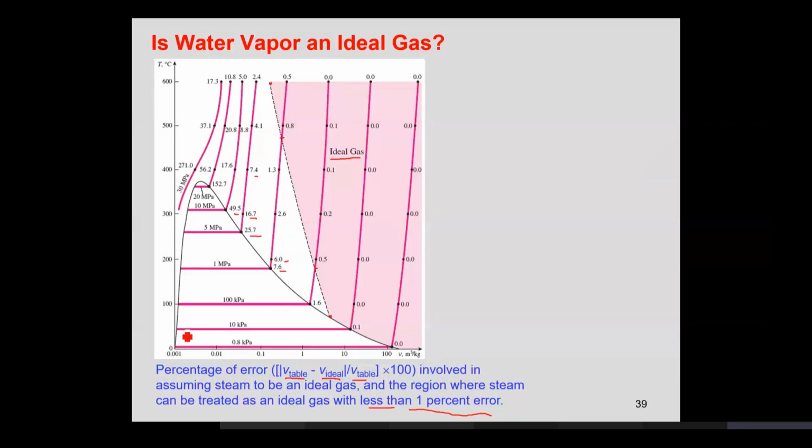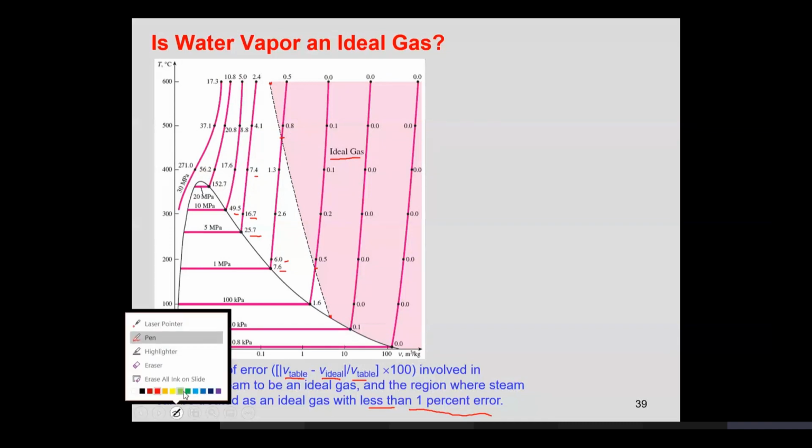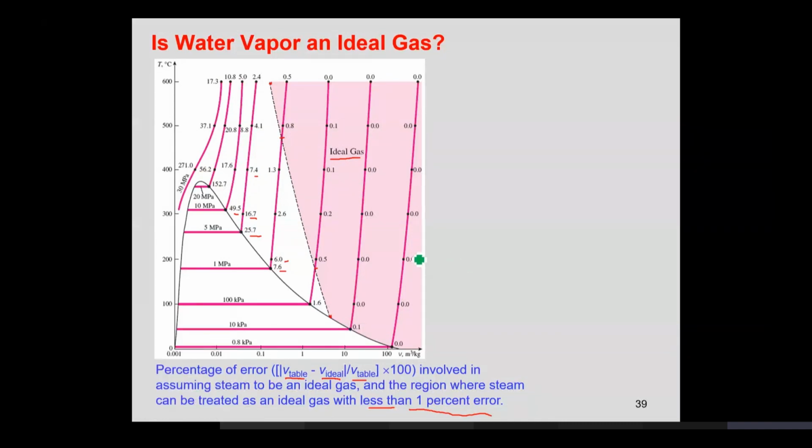And if you see the line of 10 kilopascal, this continues. I'll change the color so that it becomes clearer to you. So if I draw this 10 kilopascal line, moving like this, for this 10 kilopascal line or pressures less than 10 kilopascal, water behaves as ideal gas.